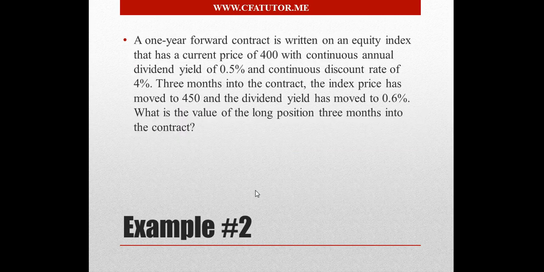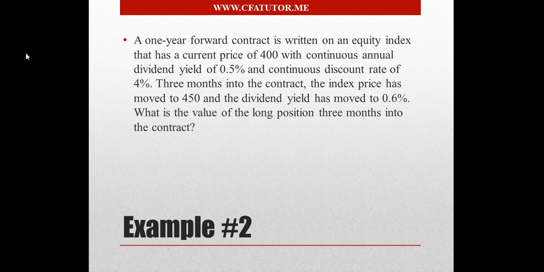Now, if we move to the other example, where we are just going to use almost the same information, except that we are now using a continuous world rather than a discrete world. So we have a one-year forward contract that's written on an equity index that has a current price of 400, with continuous annual dividend yield of 0.5% and continuous discount rate of 4%. 3 months into the contract, the index price has moved to 450 and the dividend yield has moved to 0.6%. What is the value of the long position 3 months into the contract?